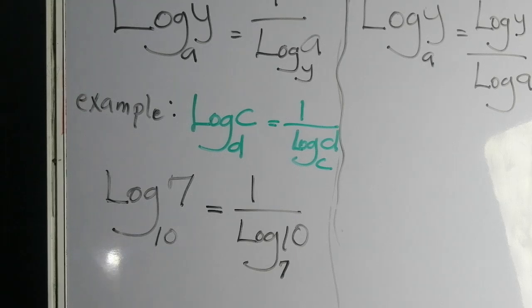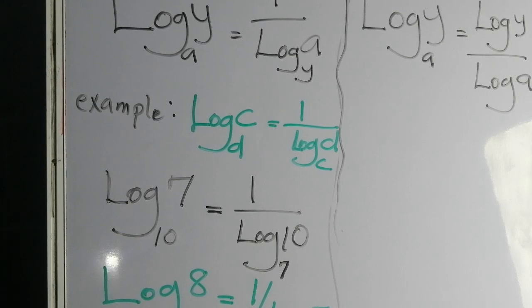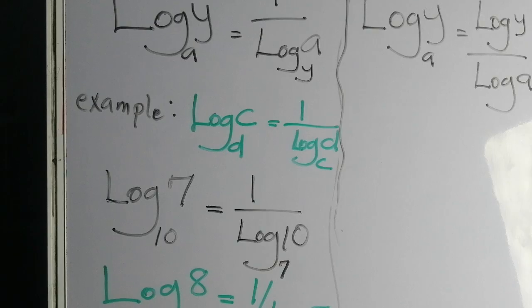So let me give you one illustration more. Let's assume we have log 8 to base 5. It's the same thing as saying 1 over log 5 to base 8. So that is the reciprocal law.